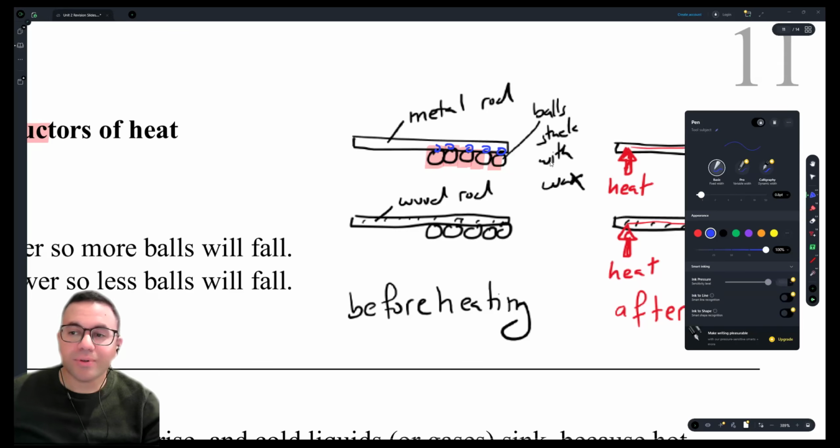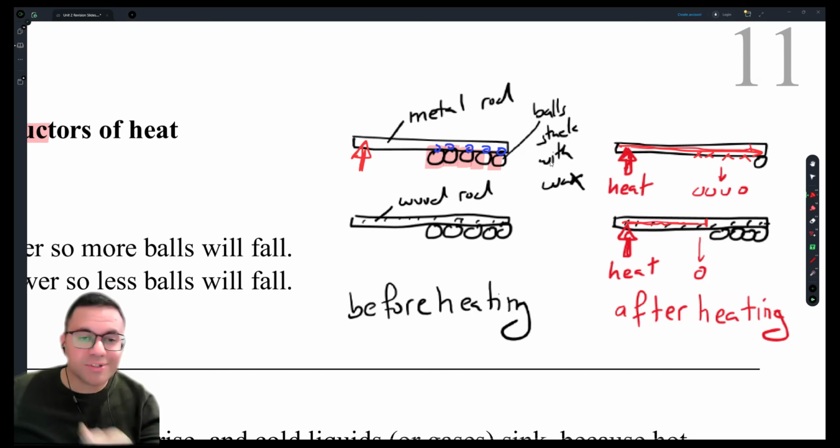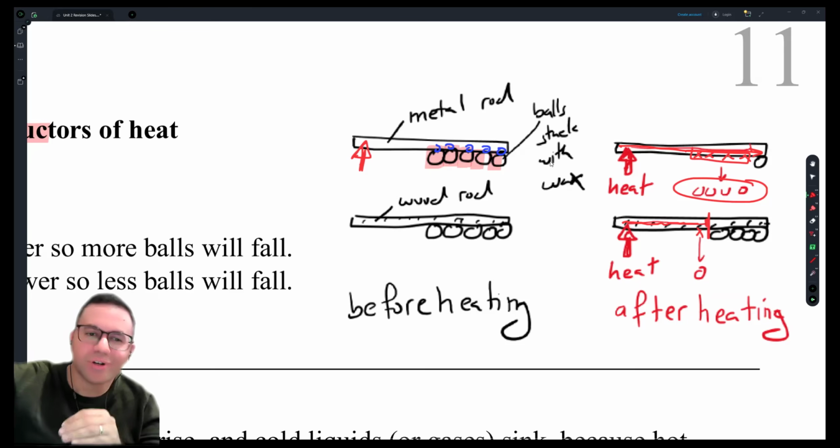And then if you heat this end of the rod, if it's a good conductor, the heat zooms through the rod and therefore melts the wax along the way. If it's a bad conductor, the heat doesn't go through, or it goes through very slowly. So how do I know which is the best conductor? The one that makes more balls fall, or the one that melts more wax? The bad conductor doesn't melt a lot of wax because the heat isn't even traveling through very well.